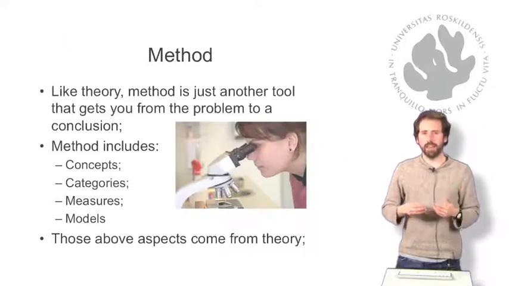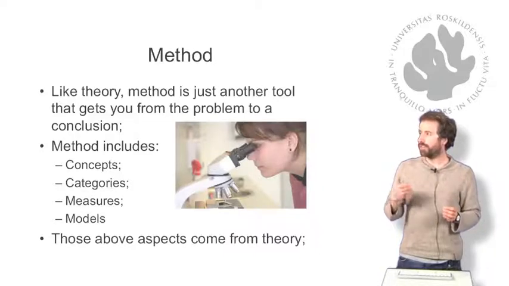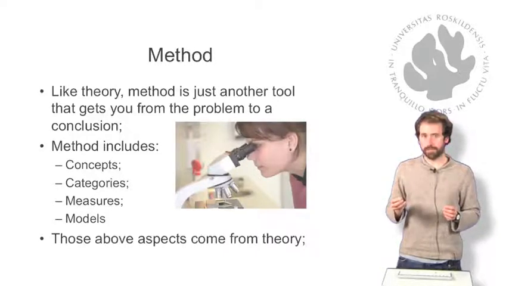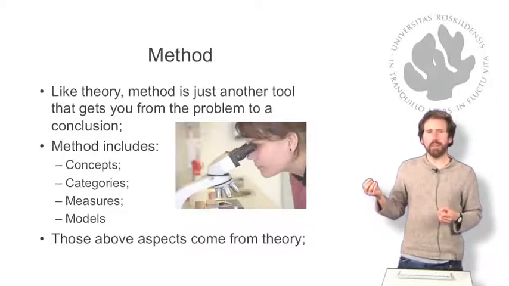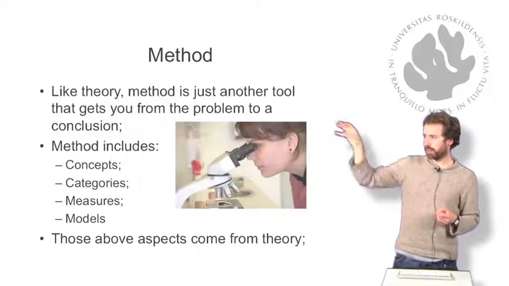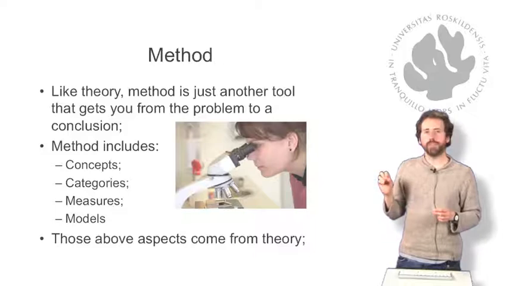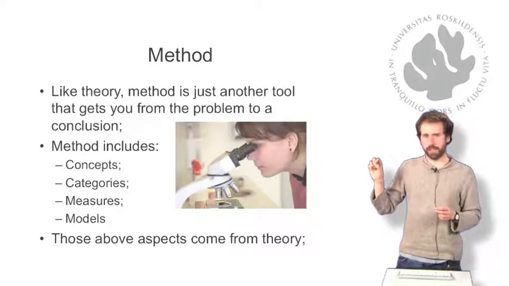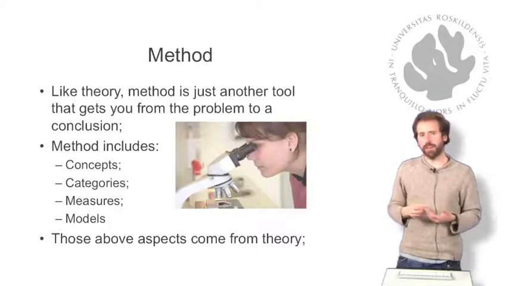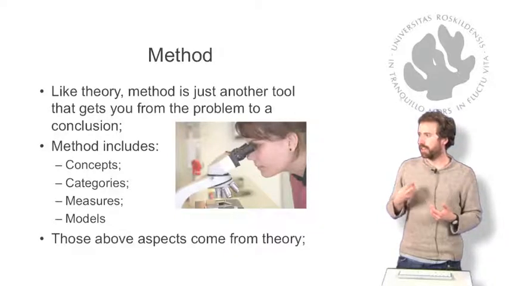Well, like theory, method is just another tool that gets you from the problem to a conclusion. And it includes concepts, it includes categories, it includes measures, and it includes models. So firstly, when you think about method, what are those concepts? What are those categories? What are those measures? What are those models that you're using? But also, what are the definitions that you're using? How do you define these concepts? How do you define the categories? How do you define the measures? And how do you define the models?